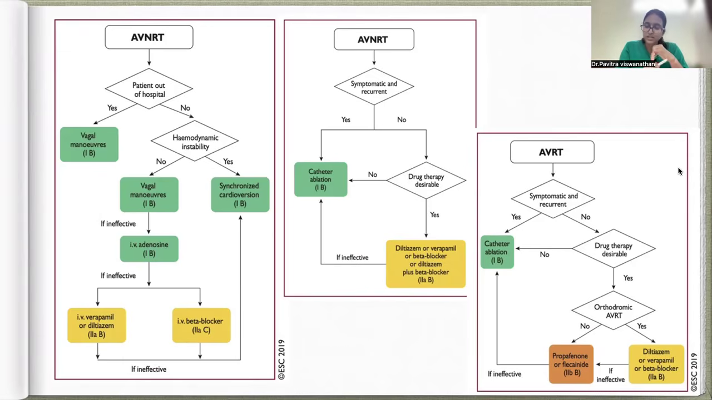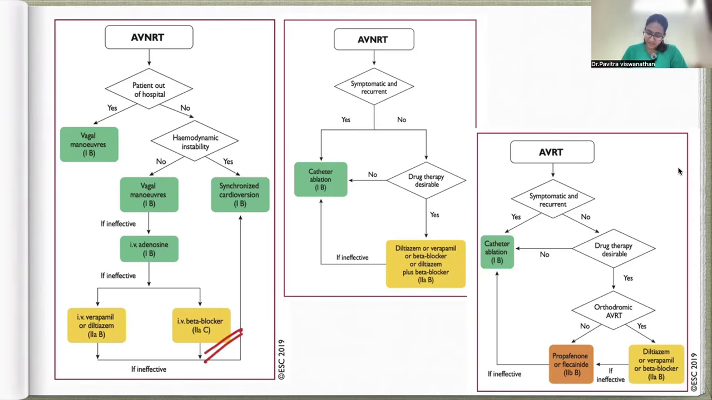So ECG lead should be connected to the patient, sync button should be pressed, and your shocking dose is half of that of your defibrillation dose. Okay, 0.5 to 1 joule per kg is the dose for synchronization. So once you have done that and the patient has responded, then you will choose a beta blocker if the patient has responded to IV adenosine very nicely.